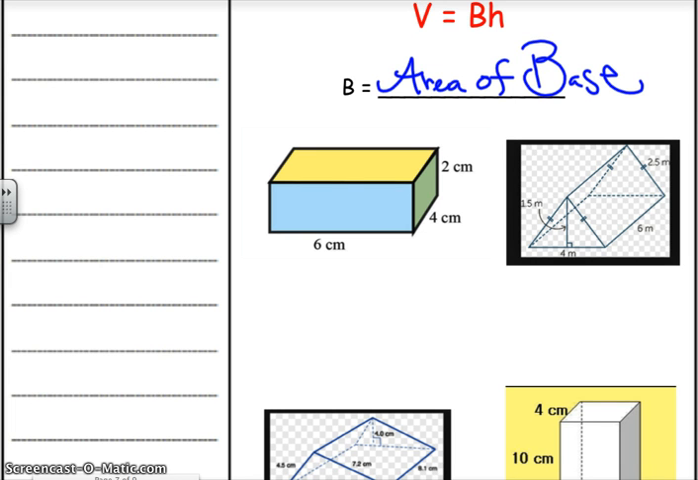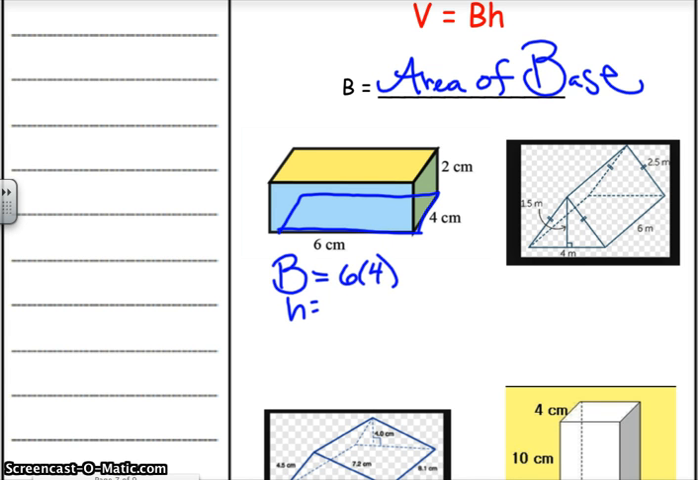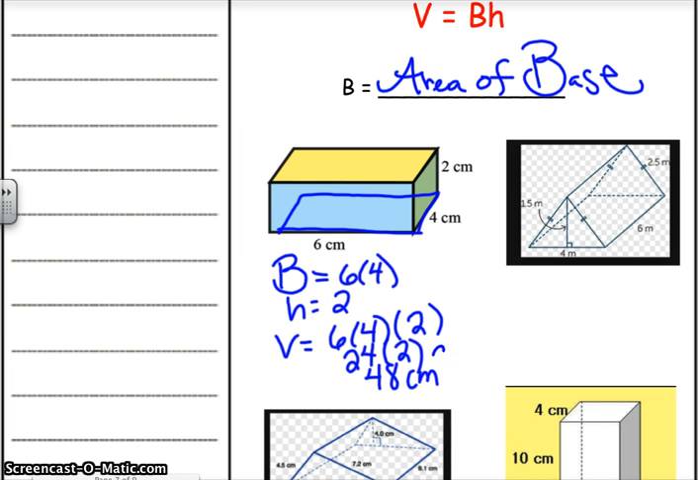So this is a rectangular prism. My big B, the area of my base, so it looks like my base is this rectangle, is going to be 6 times 4. My height is 2 feet high. So my volume is going to be 6 times 4 times 2. 24 times 2. 48. And volume is cubic. It's 3-dimensional. 48 cubic centimeters.